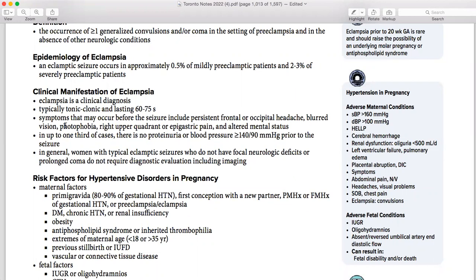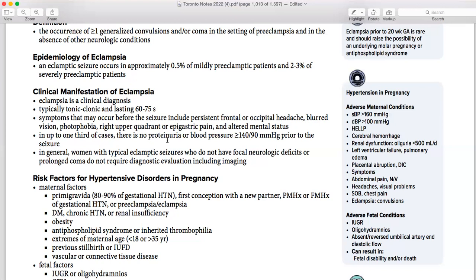Even when they are not giving you proteinuria, it could still be preeclampsia. Proteinuria is not the only feature that could present in preeclampsia. In up to a third of the cases, there is no proteinuria, or blood pressure is more than 140. So sometimes BP is very high and she is already having eclampsia, but at the same time, when you check the urine, there is no proteinuria.